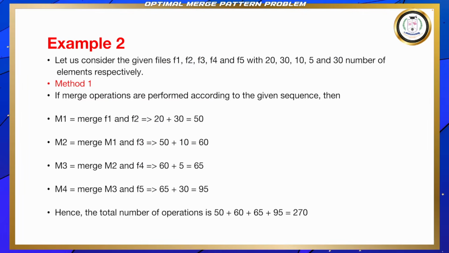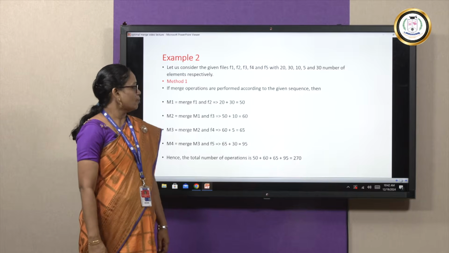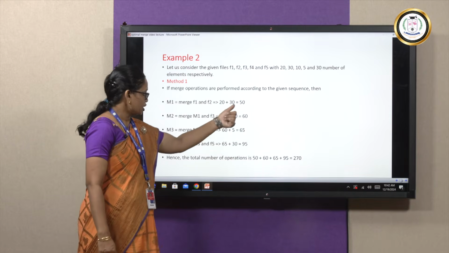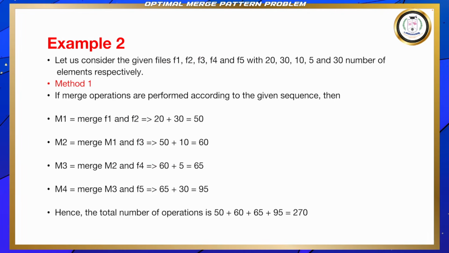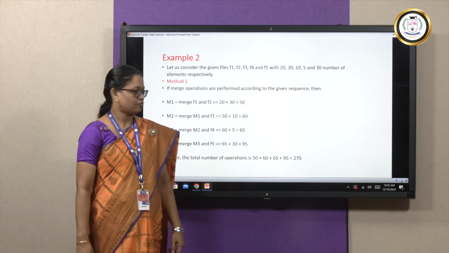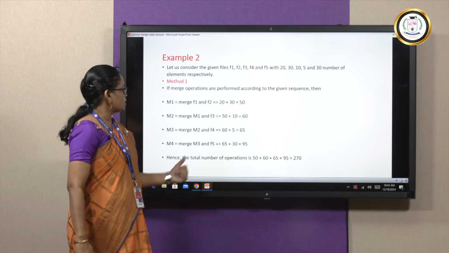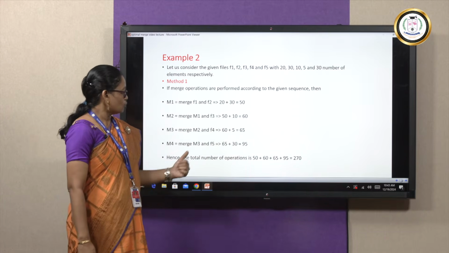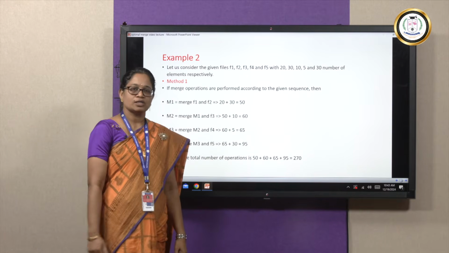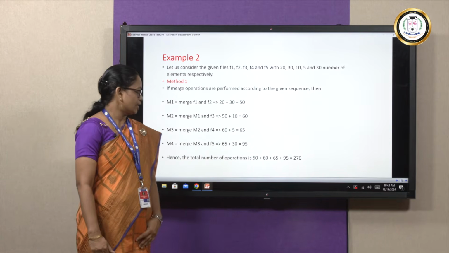Then we merge this resultant file with the next file in the sequence, that is F3. The number of comparisons will be 50 plus 10, which is equivalent to 60. Now again merge this resultant file with the next file in the sequence, which is F4. So 60 plus 5 will be equivalent to 65. Then again merge this M3 with the next file in the sequence, that is F5. Here the number of comparisons we got is 65 plus 30, which is equivalent to 95.